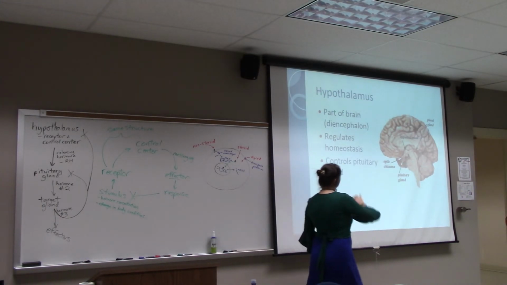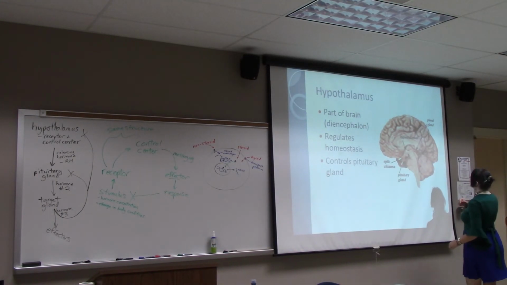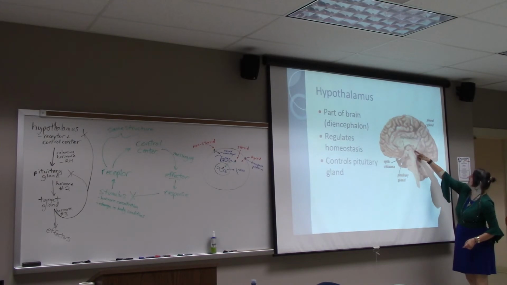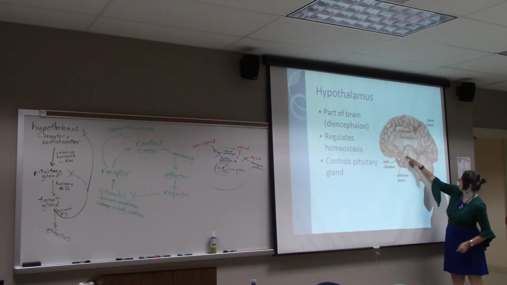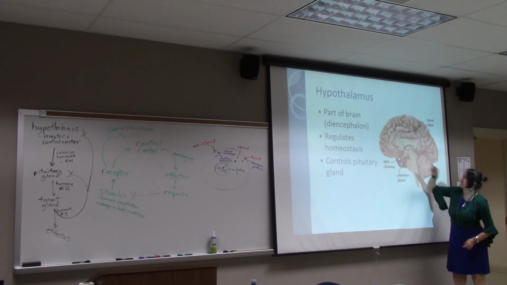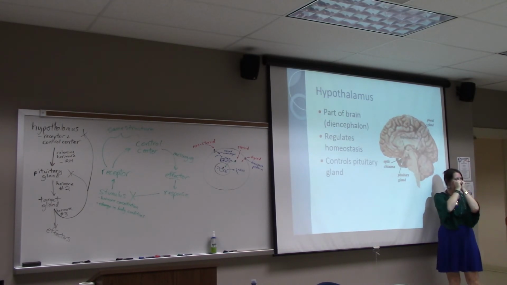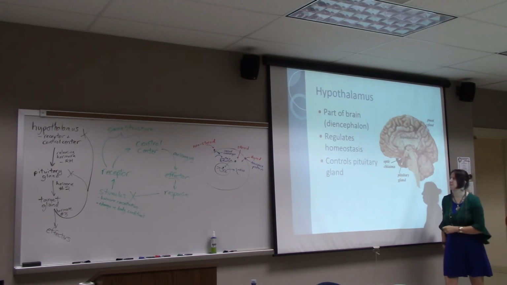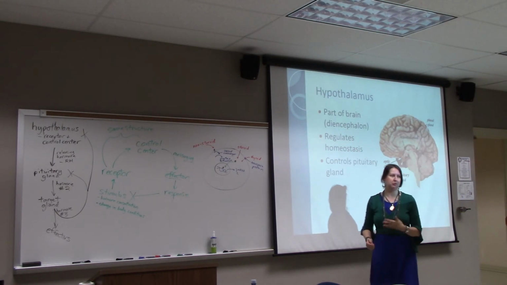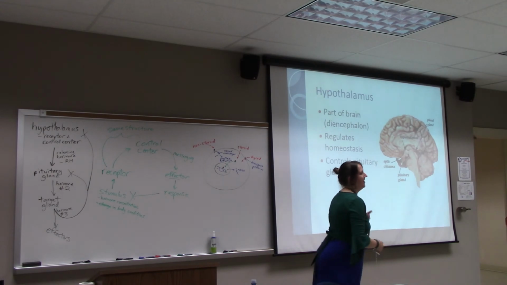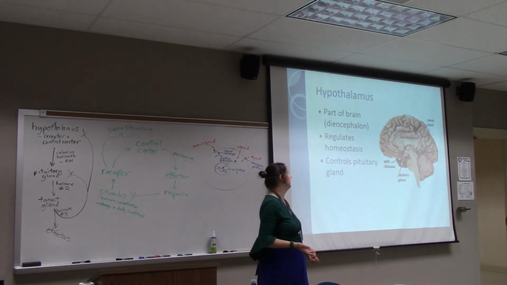So this is a sagittal section of the human brain. You can see the pineal here, pituitary down here, hypothalamus. So it's part of the diencephalon, that little cluster right in the center. Its big job is to regulate homeostasis, and it does some of that through nerve signals and some through hormones that control the pituitary.